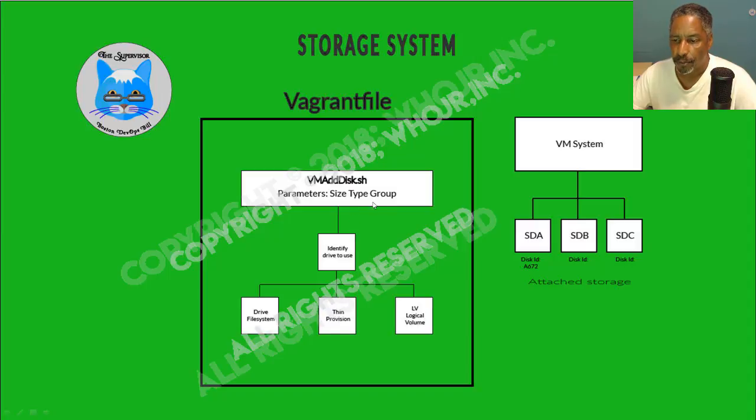But the third parameter here, that group, identifies what group we want to put these thin provision drives in, or the logical volume drives. With both the thin provision and the logical drive setups, we'll be able to test whether or not the group is created. And if it isn't created, we'll create it and we'll put the drive inside of it. Any subsequent drives going for that targeted group will be added to it. So that's pretty much what we have in line today.